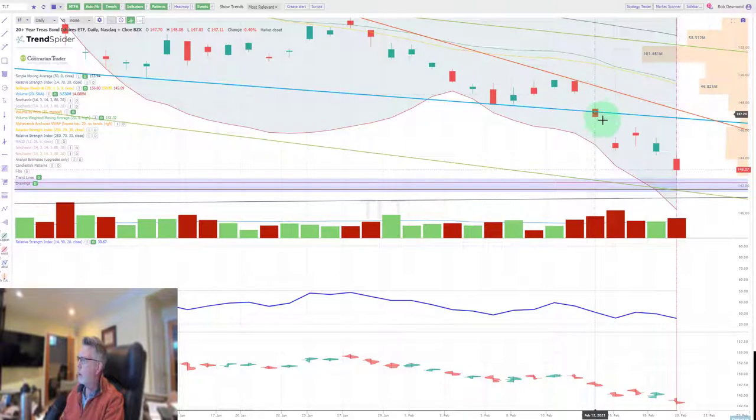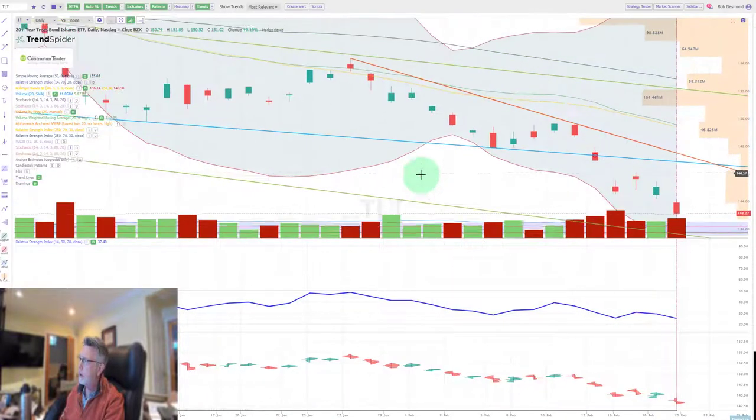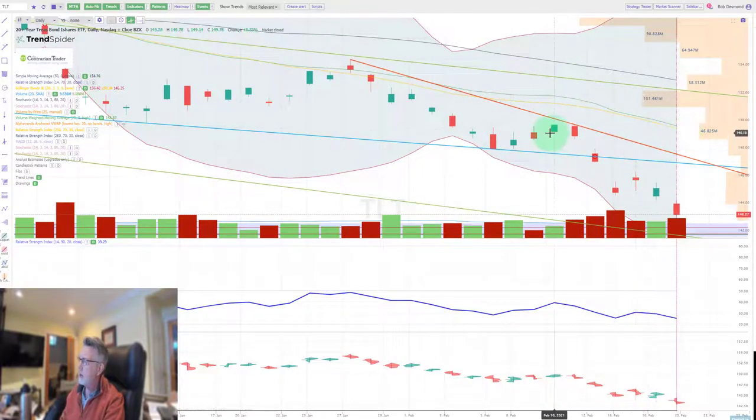And there you go. We broke support. That was your sell signal. Actually, your sell signal was up here when we rallied up to this upper band of resistance within this descending wedge formation. So I don't think we're done going down yet, but we're close. Maybe another 3 to 5% on the TLT.